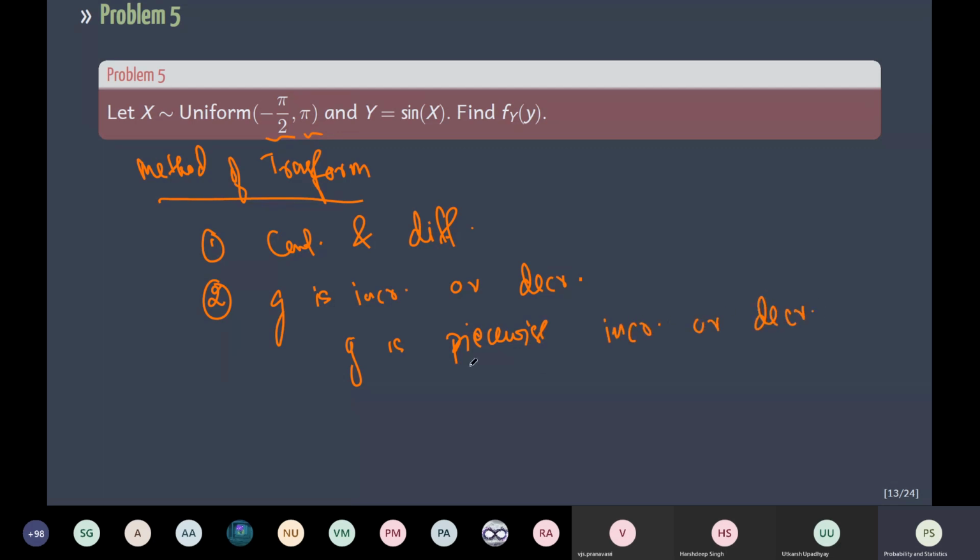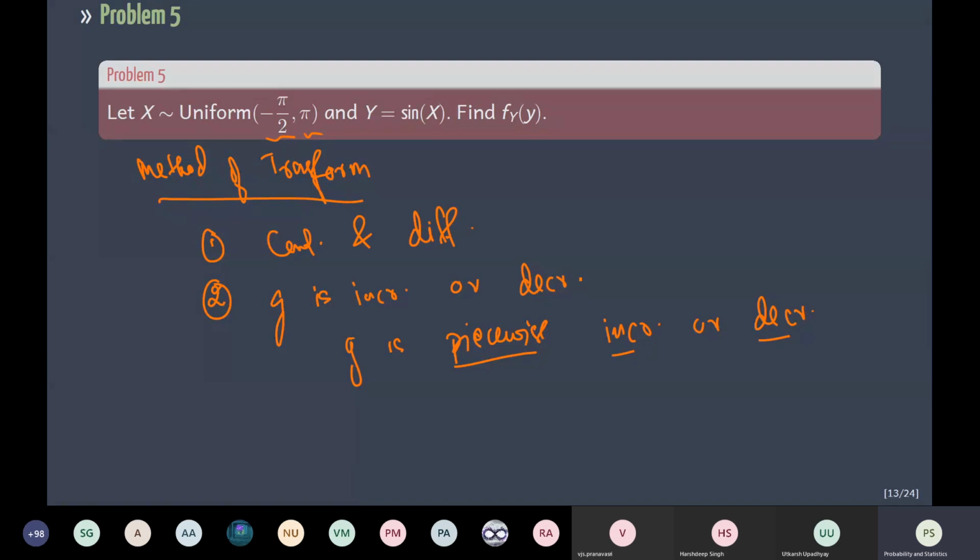Okay, by piecewise I mean on some intervals it's increasing. The interval can be partitioned such that in some interval it's increasing and in some interval it's decreasing. So that is something we are looking for. We recall this method of transformation, and we had this formula that we can use from it, right? So let us see what are the things we have.